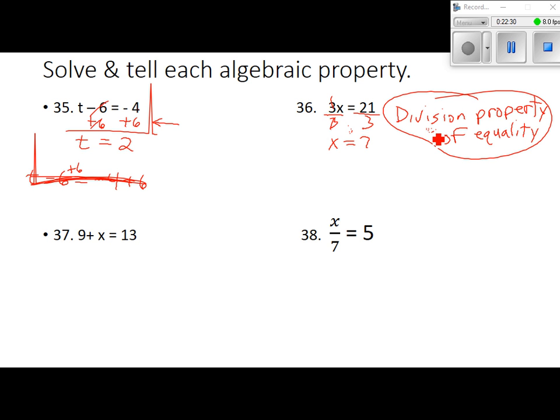Divide. Got to use the division property of equality. That's what we're getting ready to go into.